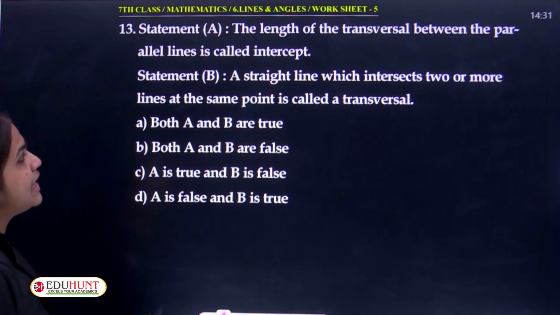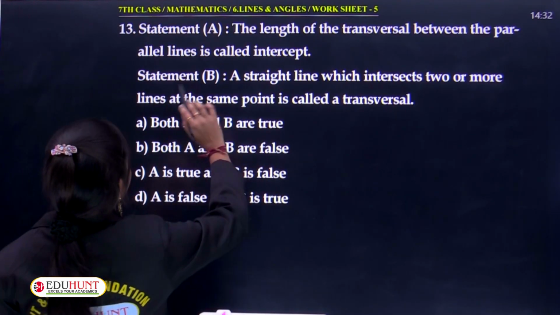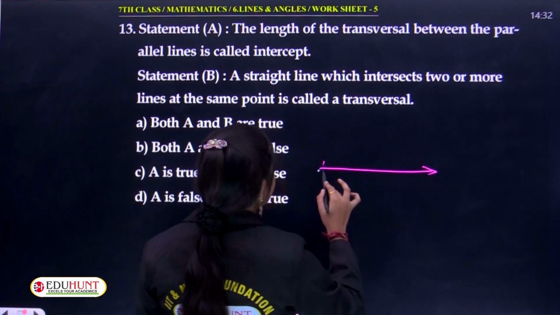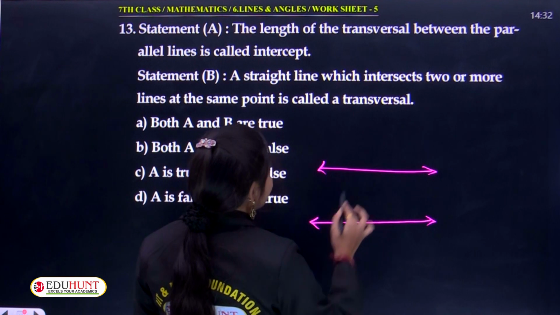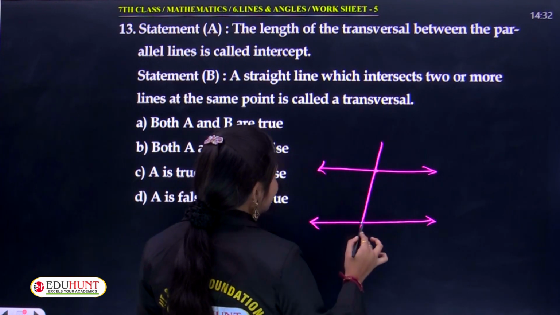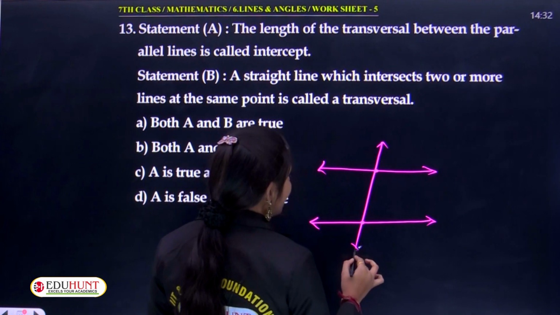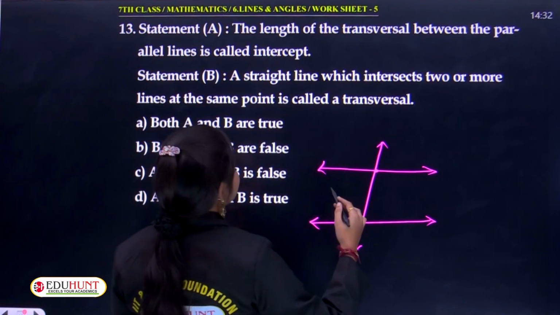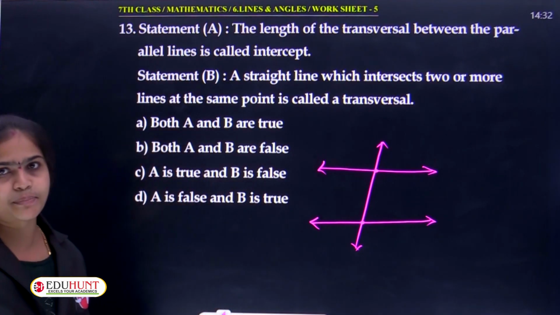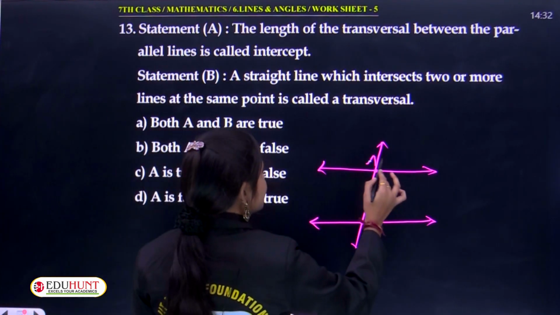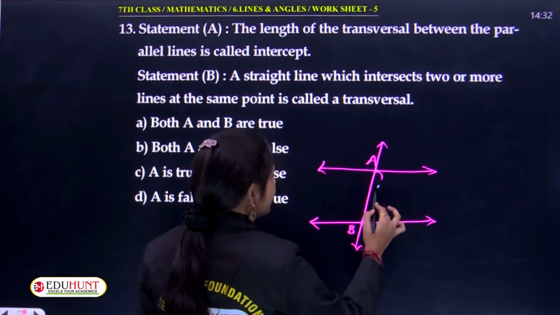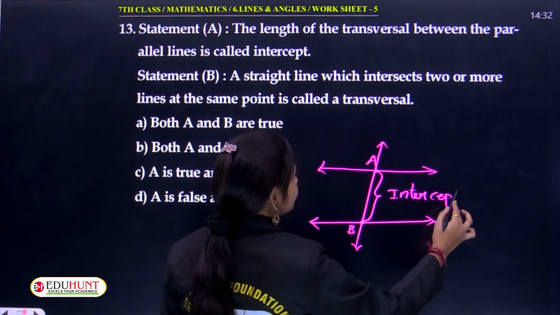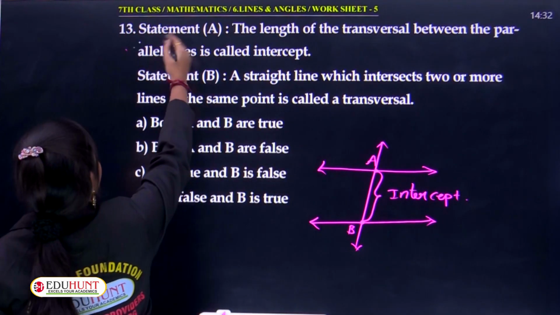13th one. The length of the transversal between the parallel lines is called the intercept. Yes, that is what we said in the first question from this worksheet. The distance between two parallel lines is also formed by the transversal, which is called the intercept. Now here this is A and B, and we will call this the intercept. Next, statement A is correct.